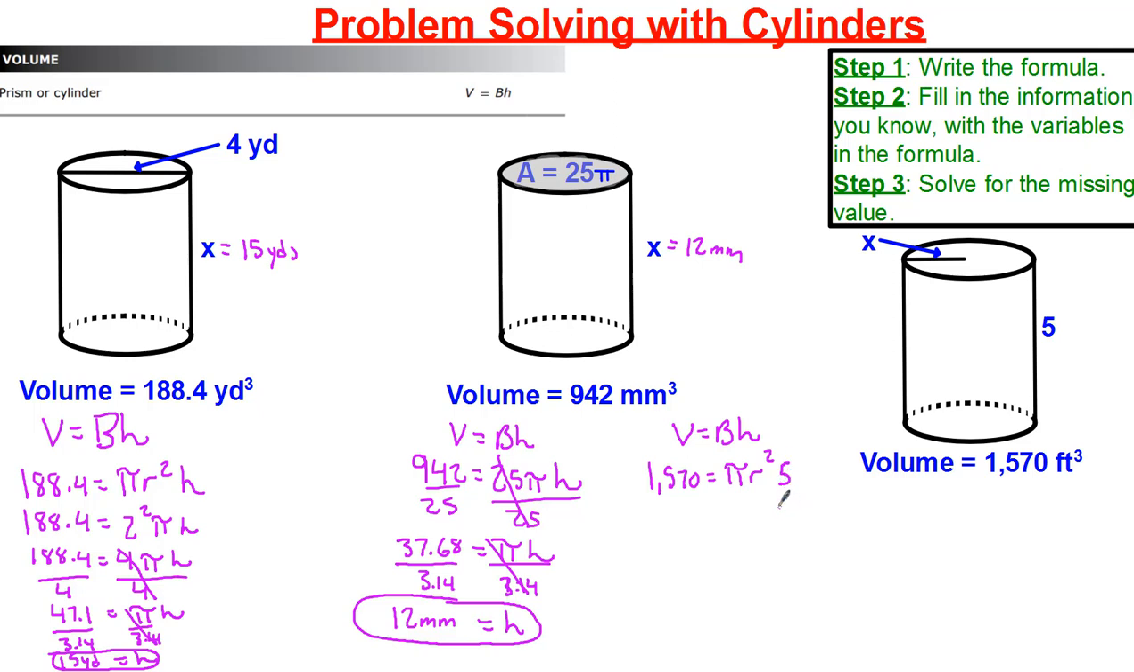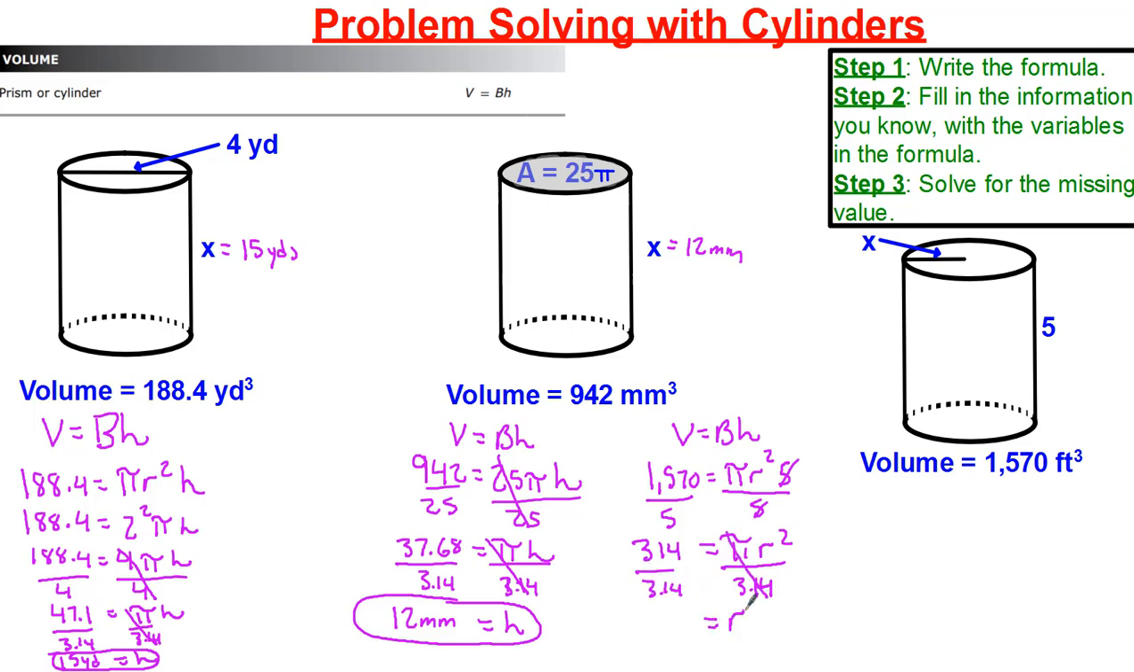Okay, now think about it. What should I do first? I'm going to divide by 5. Divide by 5 on that side, divide by 5 on this side. That way I'm left with pi r squared. So 1,570 divided by 5 will give me 314. This number looks familiar. So I don't know what r squared is. I know what pi is. So let's just go ahead and divide by pi. 3.14 and divide by 3.14.